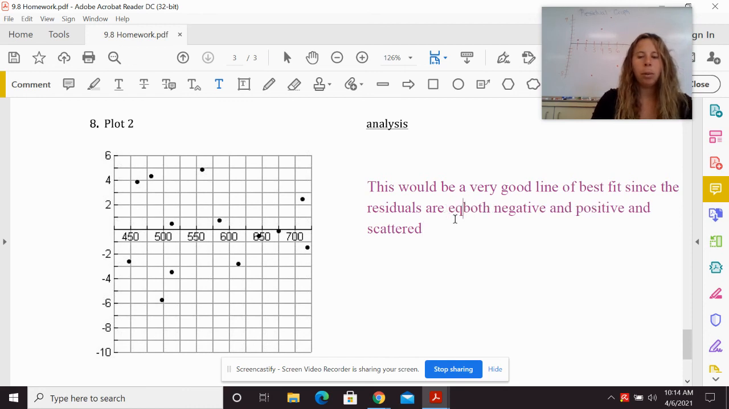I think they're equal. Are they equally above and below? Pretty much. 1, 2, 3, 4, 5, 6, 7. Pretty close. So I have like 6 that are above and like 7, or maybe 8 that are below. That's pretty good. That's a pretty good one.